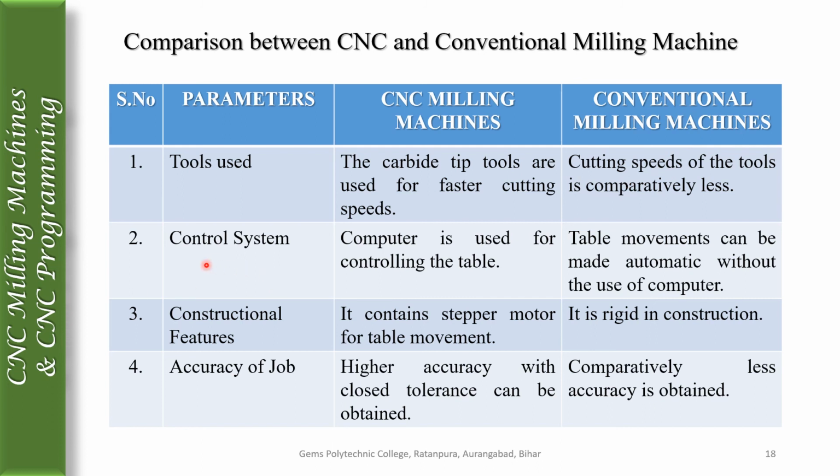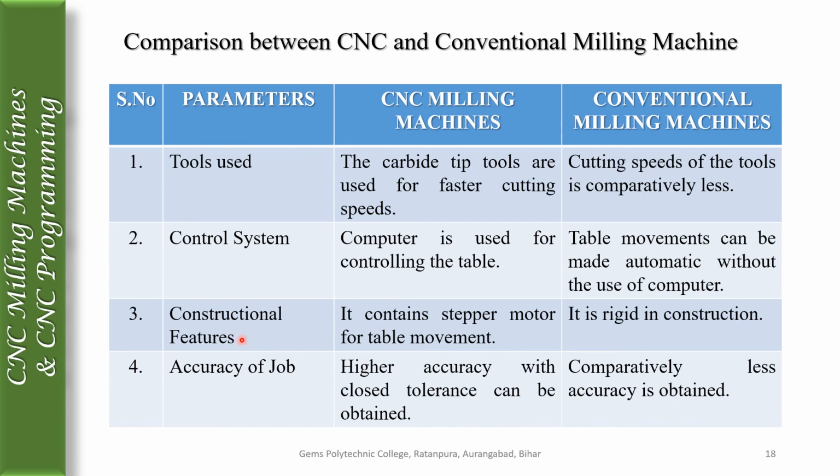And in control system, in a CNC milling machine, of course, we know the computer is used for controlling the table, the tool, or any movement. But in a conventional milling machine, tool movements are manual, or can be made automatic without the use of a computer. Nowadays, automatic conventional milling machines without a computer are also available. But when compared, CNC is better.